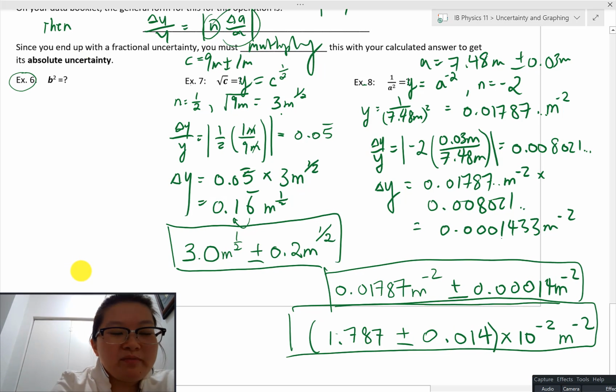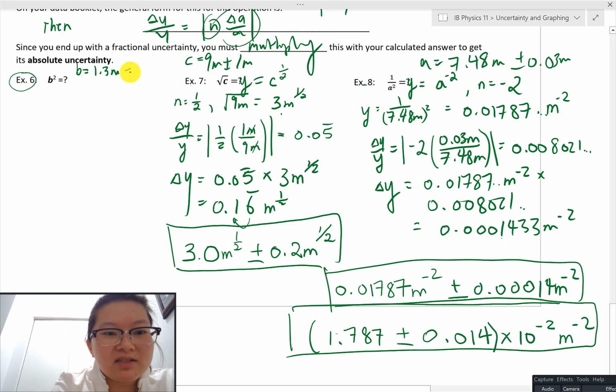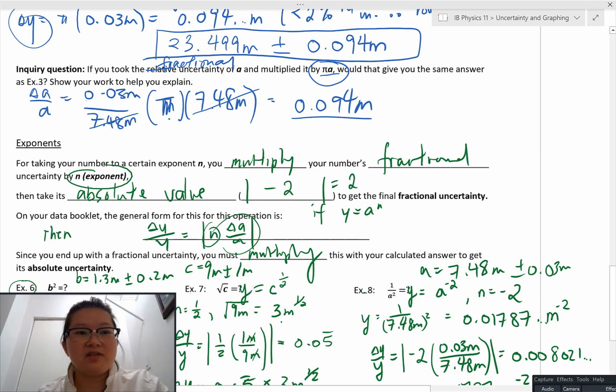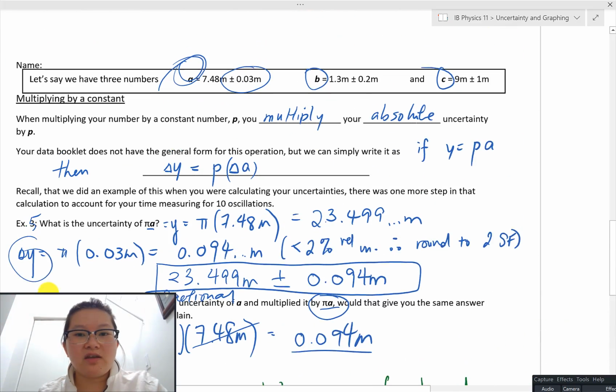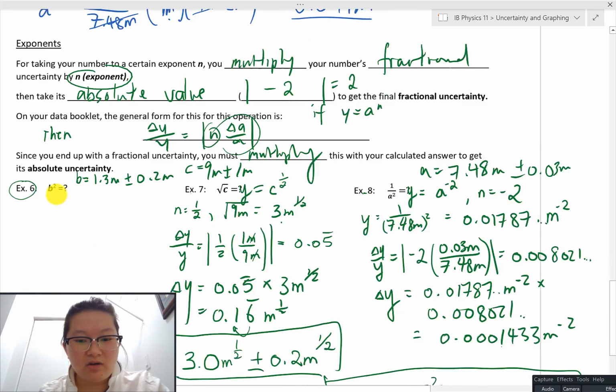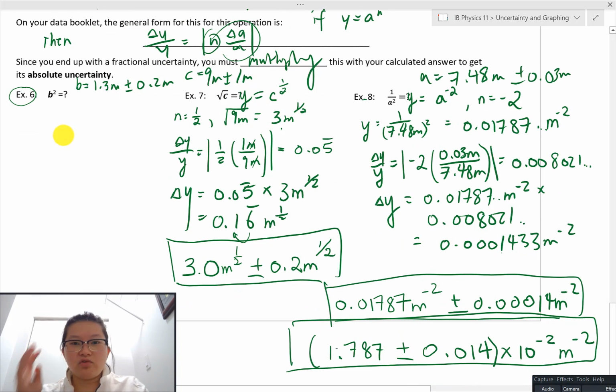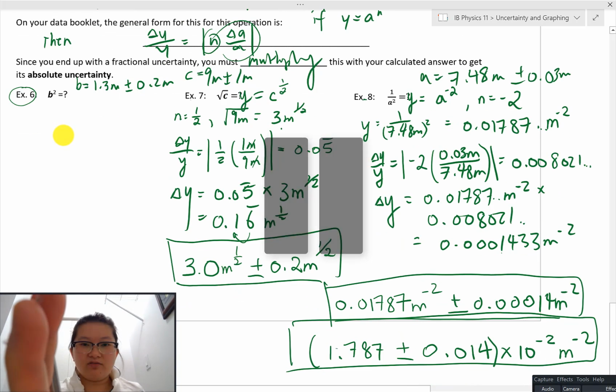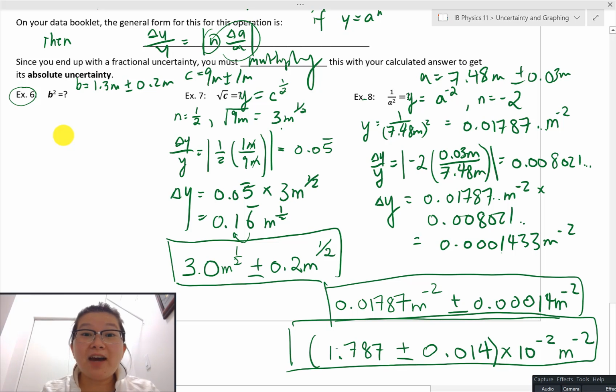Oh yes, and if you don't remember, the value for b is, I believe, 1.3 meters plus minus 0.2 meters for the absolute uncertainty. Let's do a quick check here. Yes, it is. Great. Guess what? Good time to pause the video and try it yourself. Then I'm going to play number 6 in fast play.